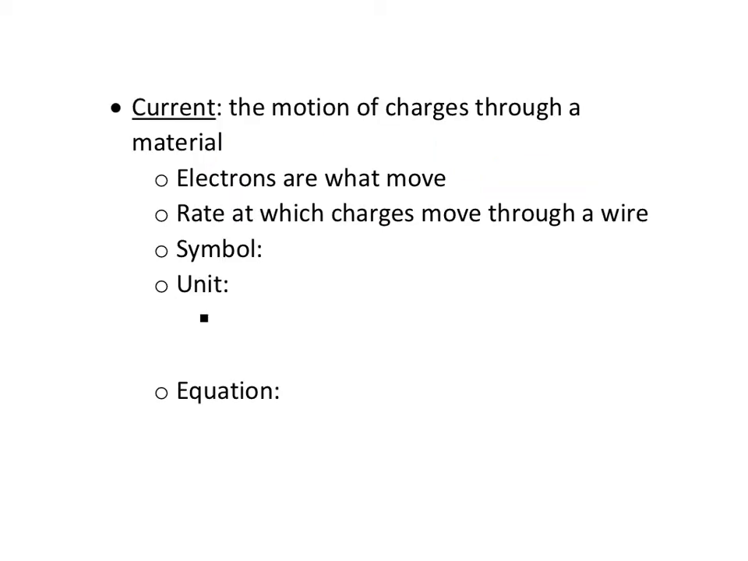We'll start with looking at current, which is just the motion of charges through a material. Think of current as how many charges you have that are flowing, and the electrons are what move. It's the rate at which charges move through a wire. The symbol for current is a capital I. I know you've seen this twice before, and I'm sorry, but the symbol for current is a capital I. The unit for current is an amp, well, ampere, and the symbol for an amp is a capital A.